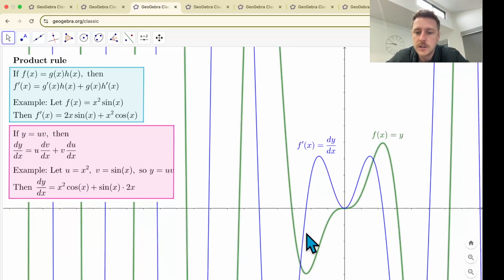This is the original function in green. I think it looks pretty cool. Has some interesting behavior around x equals 0, as you might expect.